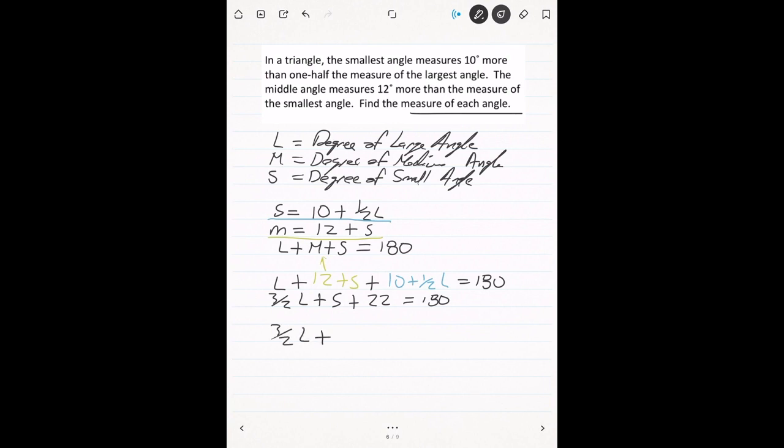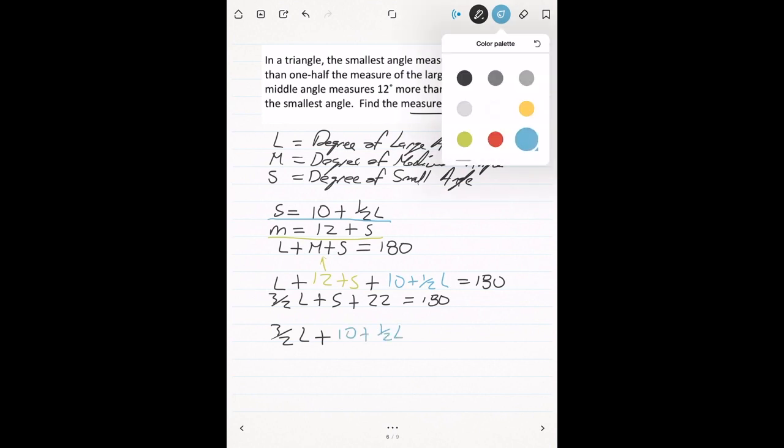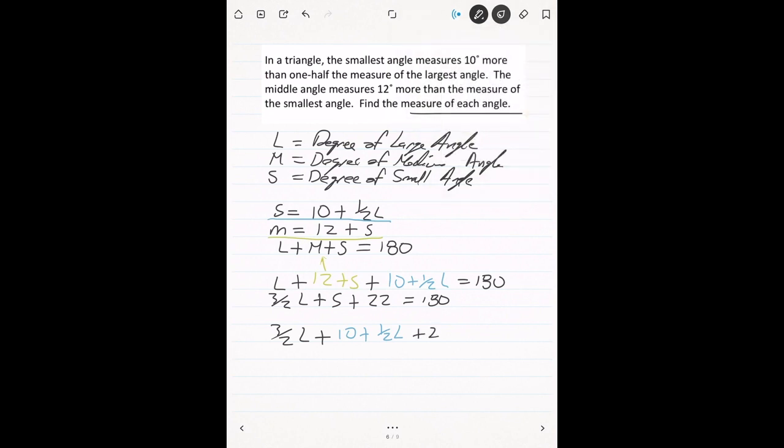So let's see what we have here. 3/2 L plus, we know S is, let me write this in blue, 10 plus 1/2 L. And then we have to add on the 22 equaling 180. And there you go. Now everything is in the same variable. This is where people get really tripped up. People don't think that they can do a substitution twice. Of course you can. Here's an example of what that meant. You could have taken what this S was equal to and substituted it in for the S here. Then you could have subbed that in for the M here.